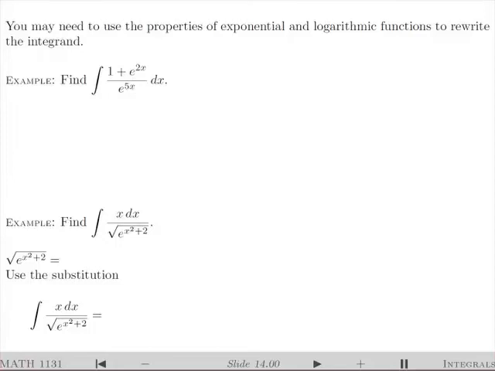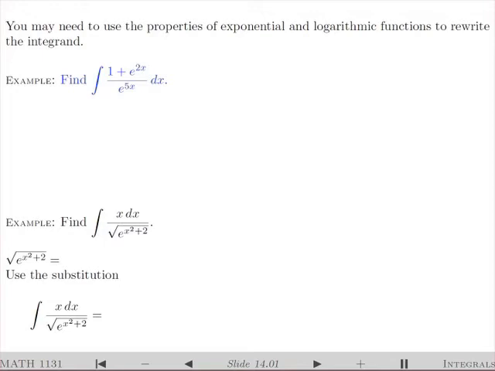Welcome. In this session, we'll continue our discussion of using the method of substitution to find indefinite integrals. One thing you should be aware of is that if you have exponentials or logarithmic functions, you might have to use rules of exponents or rules of logarithms to rewrite the function before you can integrate. Often, one form of writing the function makes it easy to find the antiderivative, whereas with other forms, it's a lot harder. In our first example, we have 1 plus e to the power 2x over e to the power 5x.